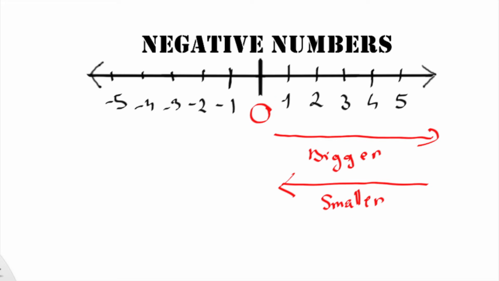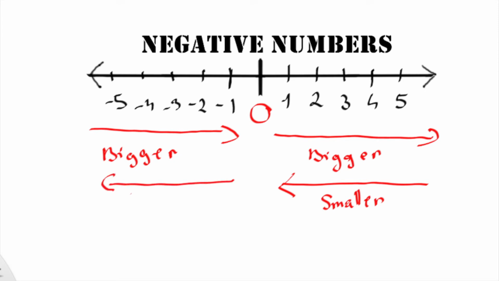Now, 0 is in between our positives and our negatives. But the negative numbers maintain the same rules. Every time we are going to the right, they are getting bigger, and every time we are going to the left, they are getting smaller. Okay, guys? Now, let's try a couple of examples.